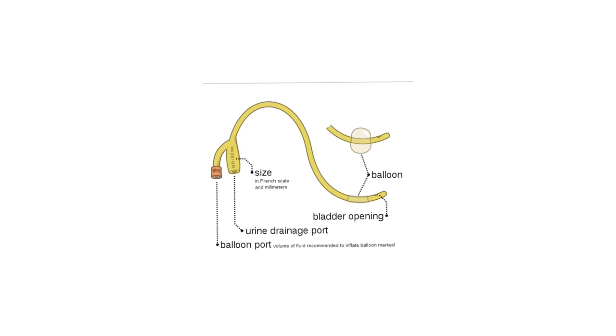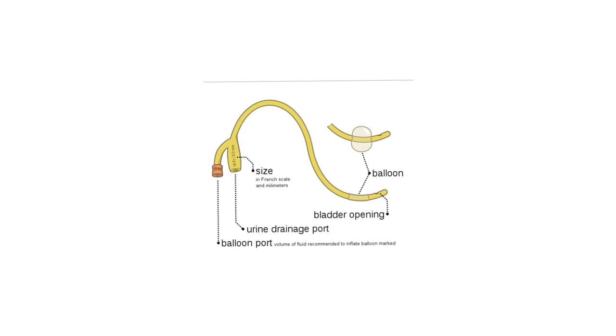And as you see here, there is a balloon port, because there is a balloon here that usually gets inflated once this is in the bladder. This is the bladder opening here, the balloon here, and this is where we inflate the balloon with water or saline, and this is where we drain the urine. And you see here different sizes.